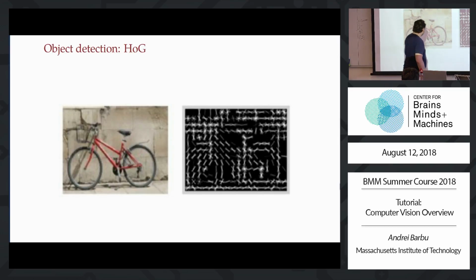So you can imagine that if I take this bicycle, and you have a bicycle that's 5% bigger or something, it's still mostly going to match. If you have a bicycle that's rotated out of plane a little bit, again, it's still going to match. This is a standard object detector from about the year 2000 or so.